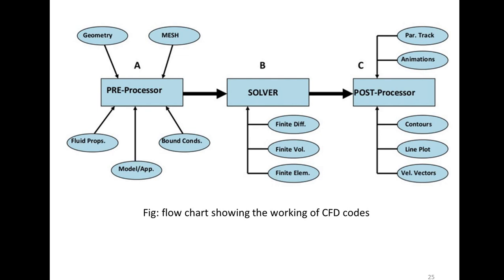Okay, the third one is post-processing. In post-processing, you want to visualize the results, so it includes all the things that you want to visualize, such as animation, path tracks of the fluid particles, contours, line plots, vector velocity, and different ones.